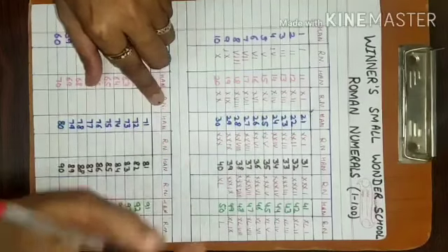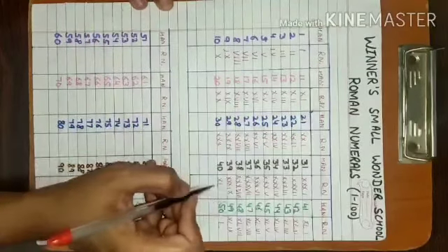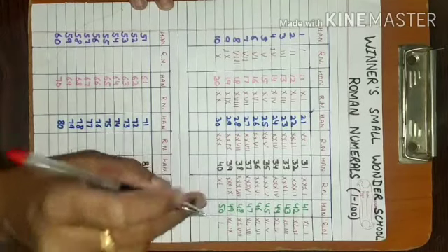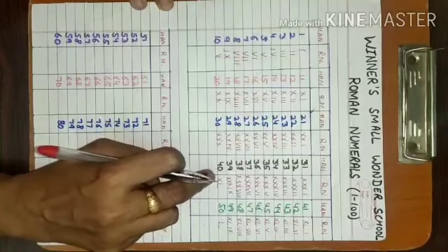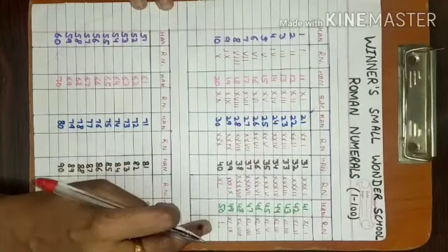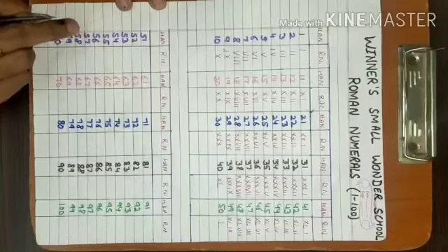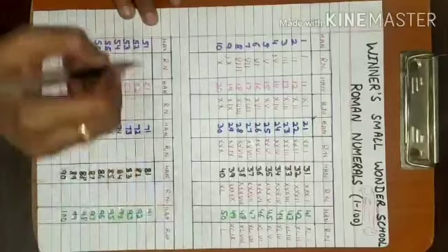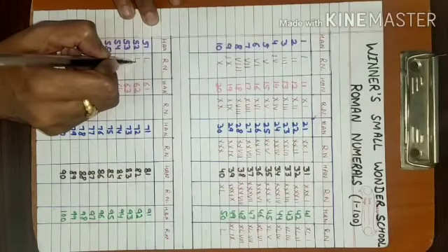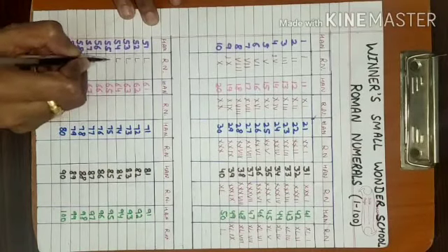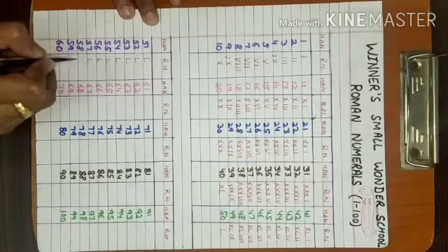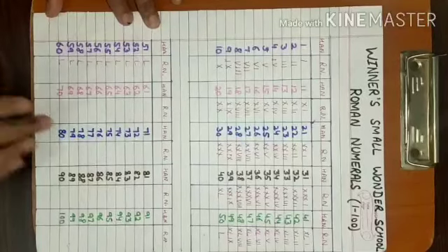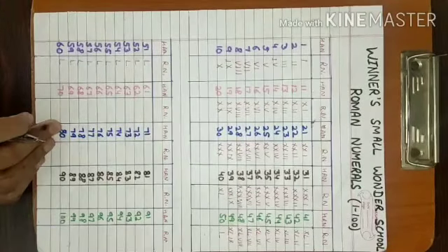L means 50. XL means 40 because L means 50 and X is on the left side, so subtract. 50 minus 10, answer is 40. L means 50. So first write 50. Okay, L means 50.